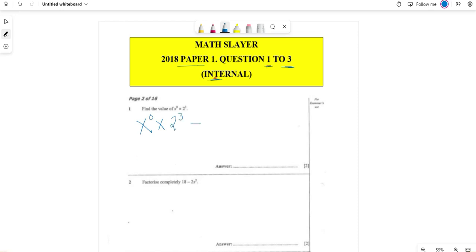We need to understand that anything which is raised to 0 is the same as 1, times 2 raised to 3, which is the same as 2 times 2 times 2. So we multiply 2 three times. 1 times 2 is 2, times 2 is 4, times 2 is 8. So we need to write our 8 here. This is our answer.